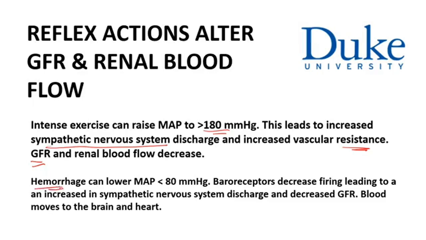In the second instance, we can have a hemorrhage where, let's say you're in a car accident and you cut your leg, and you're losing a lot of blood volume. And say you lose 1 liter to 2 liters of blood volume, and under these conditions the pressures within the body will fall. Baroreceptors will fire less, and when the firing of the baroreceptors decreases, we'll have an increase in the sympathetic nervous system discharge, and again this will lead to a decrease in glomerular filtration rate, and instead of having blood going into the kidney, we will be moving blood towards the heart and towards the brain.